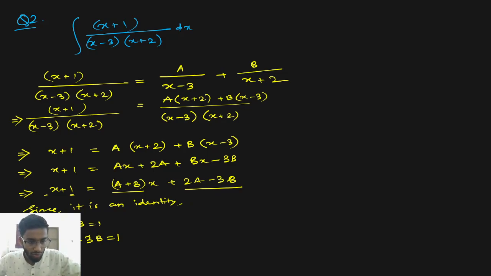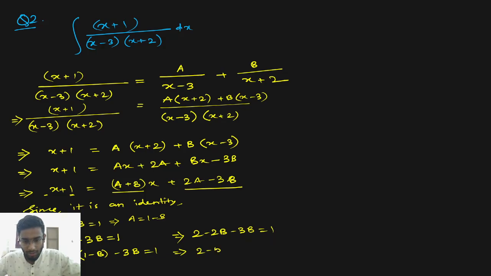So if we solve, then from here you can find the value of A. Okay, A is nothing but 1 minus B. Put that value of A here, it is 2 times 1 minus B minus 3B equals 1. Then it is 2 minus 2B minus 3B equals 1.